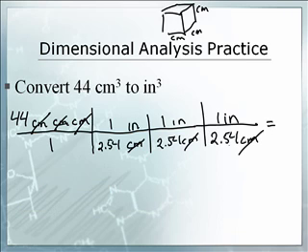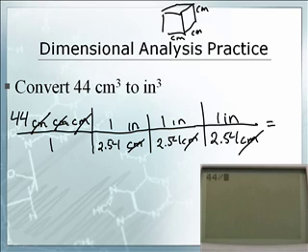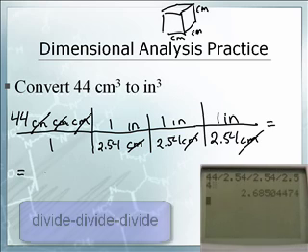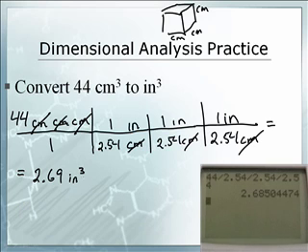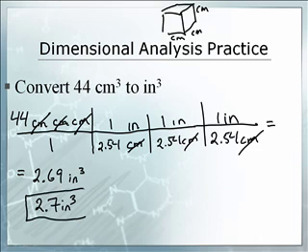So now I'm done with inch, which is an inch cubed. Now I'm going to take 44 divided by 2.54, divided by 2.54, divided by 2.54. Equals 2.69. My calculator says 2.68504474. That's not right. 44 divided by 2.54 divided by 2.54 divided by 2.54. Okay, that sounds right. And that'll be inches cubed, but we only want 2 sig figs. So we'll say 2.7 inches cubed.